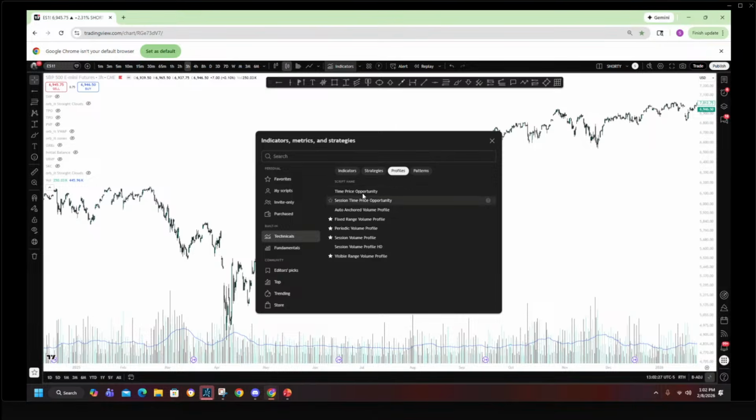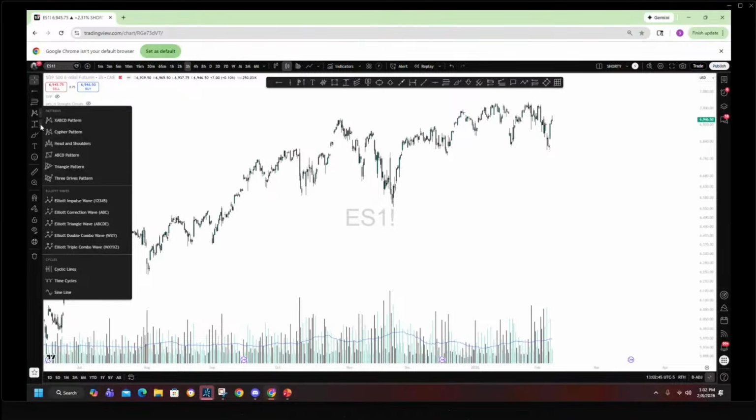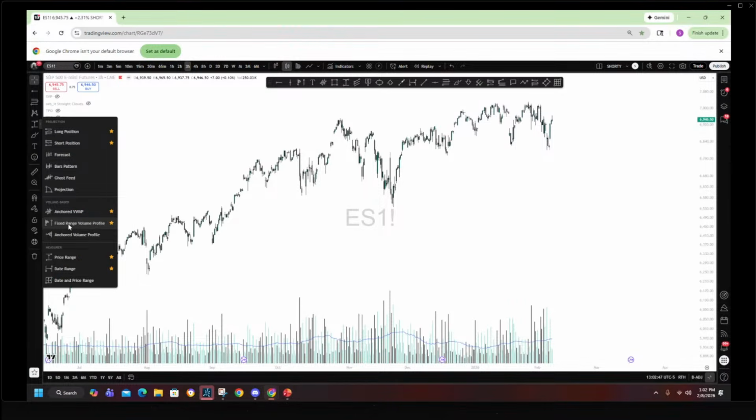So market profiles, your TPO here. Session time price opportunity, that's the one that you can use here for session, which is market TPO. I don't use auto anchored. Fixed range volume profile, what we do with that one is basically you go here. Let me see, I have it saved right here. Fixed range volume profile.